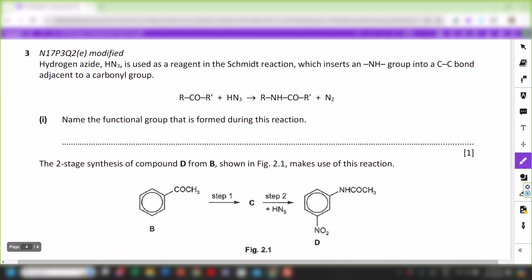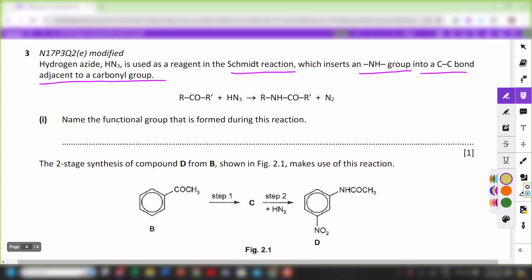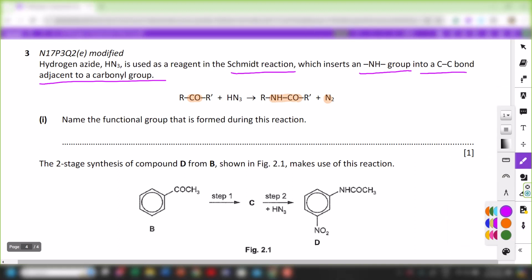It's a modified question from the 2017 paper. So we have hydrogen azide used as a reagent in the Schmidt reaction. It inserts an NH group into a C-C bond adjacent to a carbonyl. Okay, so you need to learn how to process information, because this is a ketone. So maybe I'll be explicit here. This is a ketone, right? Then you'll notice that after the whole reaction, you get amides. Nitrogen gas is being expelled. So they ask you to name the functional group that's formed during this reaction. Of course, the answer is amides.